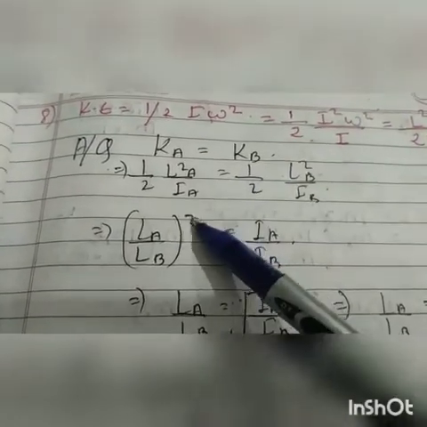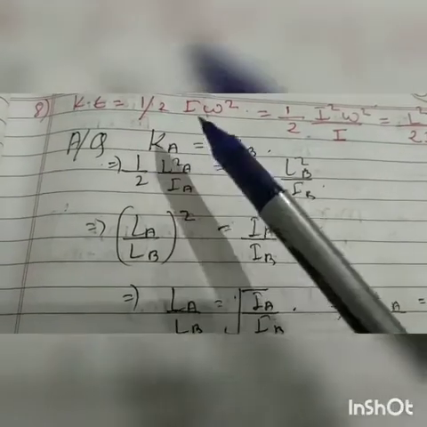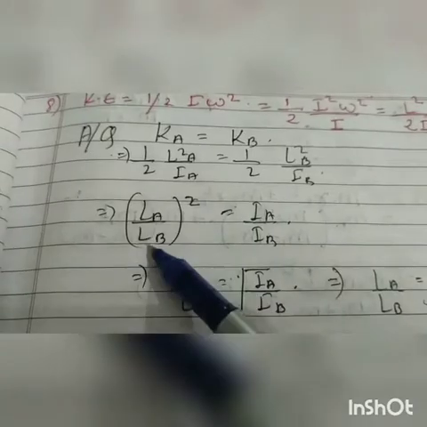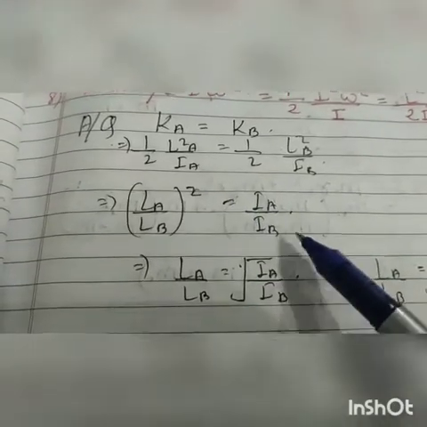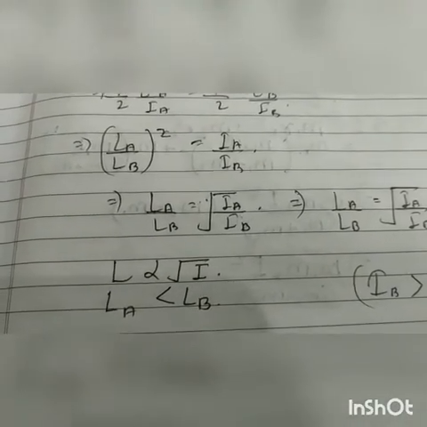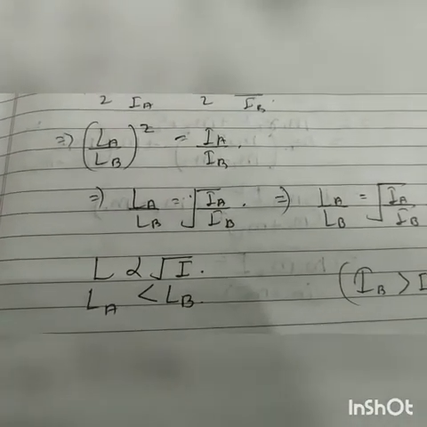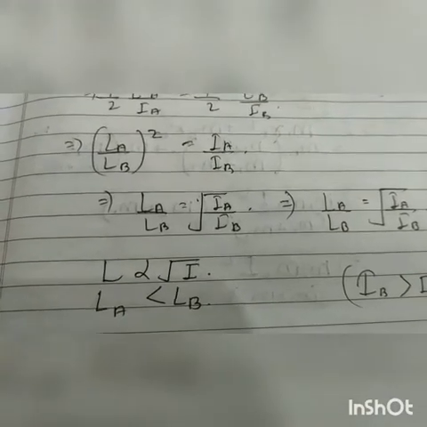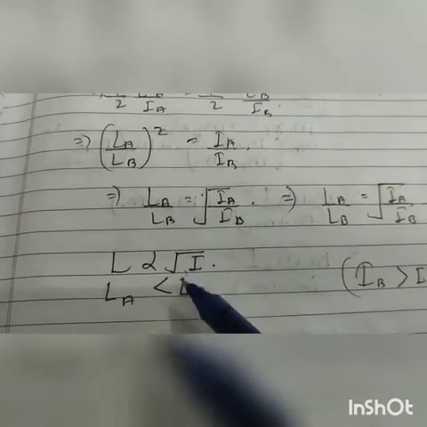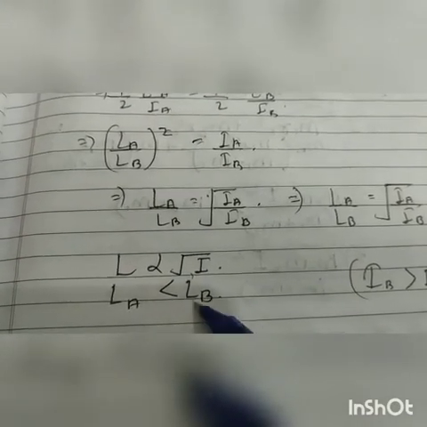According to the question, kinetic energy of A is equal to kinetic energy of B. So we will put the values in the form of A and B. So (La by Lb) square is equal to Ia by Ib. So La by Lb is equal to root Ia by Ib. In the question it is clearly given that Ib is greater than Ia. So we can see that L is directly proportional to root I, so Lb is greater than La is the correct option, as Ib is greater than Ia. Now question number 9.